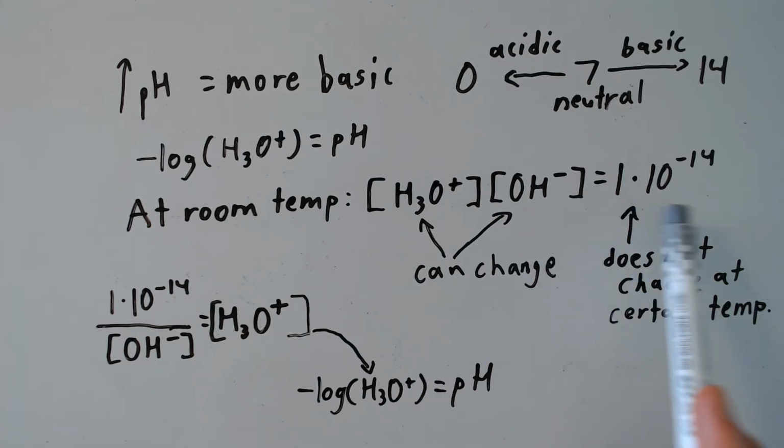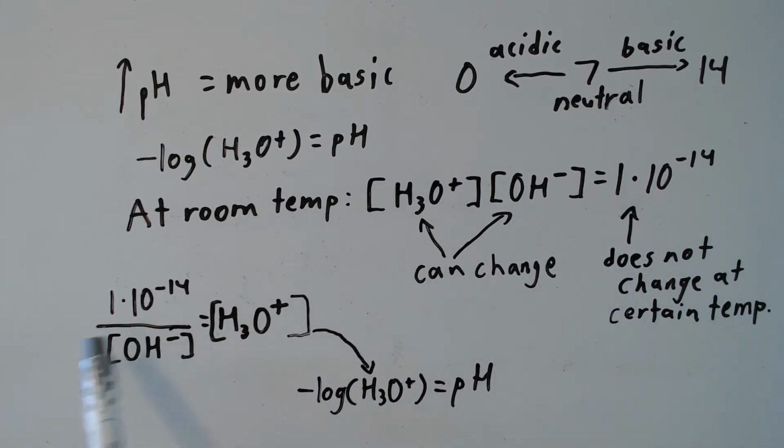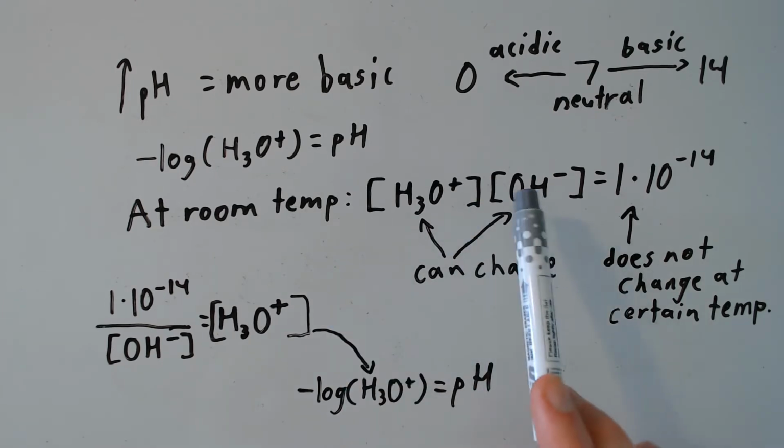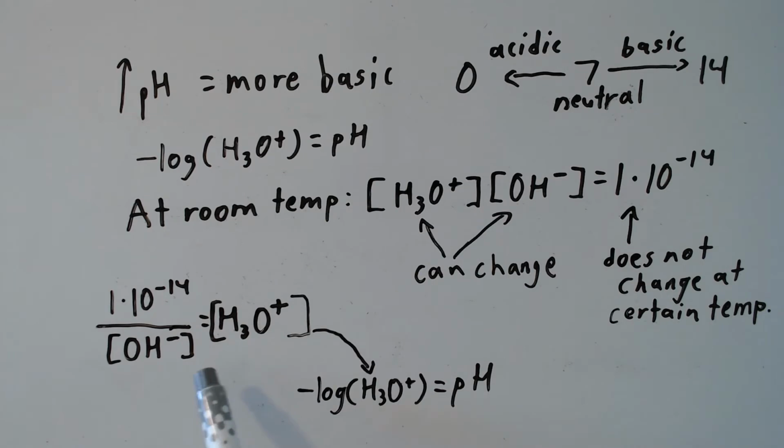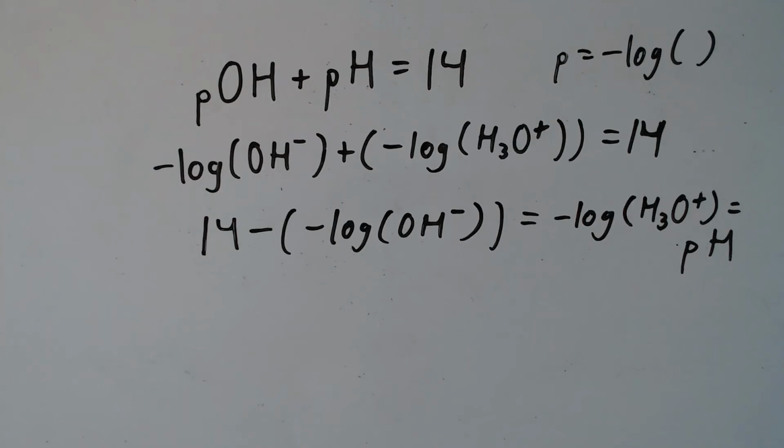So we would take 1 times 10 to the negative 14 and divide it by the OH- to find the concentration of H3O+. So if we divide this by that, we find the H3O+ concentration. And once we get this H3O+ concentration, then we can easily find the pH by plugging it into our negative log H3O+ formula, and we'll have the pH, knowing only the concentration of OH- produced by our base.